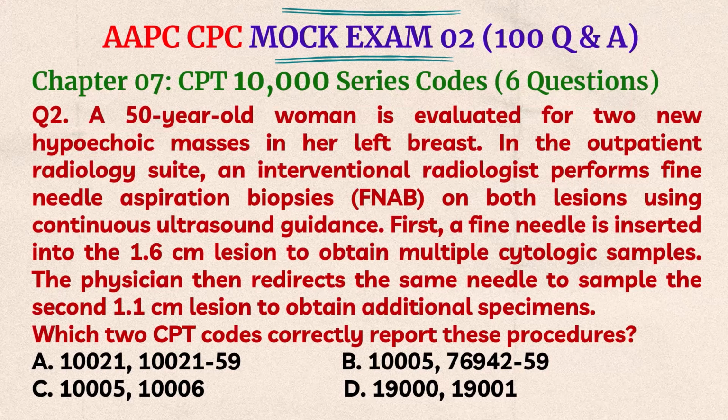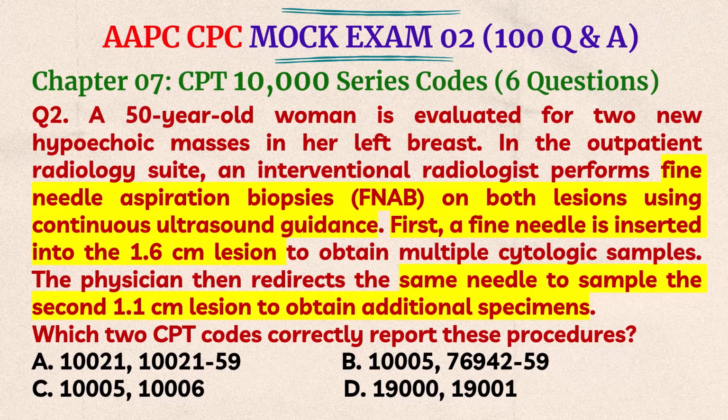Question number 2. A 50-year-old woman is evaluated for 2 new hypoechoic masses in her left breast. In the outpatient radiology suite, an interventional radiologist performs fine needle aspiration biopsies on both lesions using continuous ultrasound guidance. First, a fine needle is inserted into the 1.6 centimeter lesion to obtain multiple cytologic samples. The physician then redirects the same needle to sample the second 1.1 centimeter lesion to obtain additional specimens. Which 2 CPT codes correctly report these procedures? So there are 4 answers available. Take your CPT code book and find the answer.